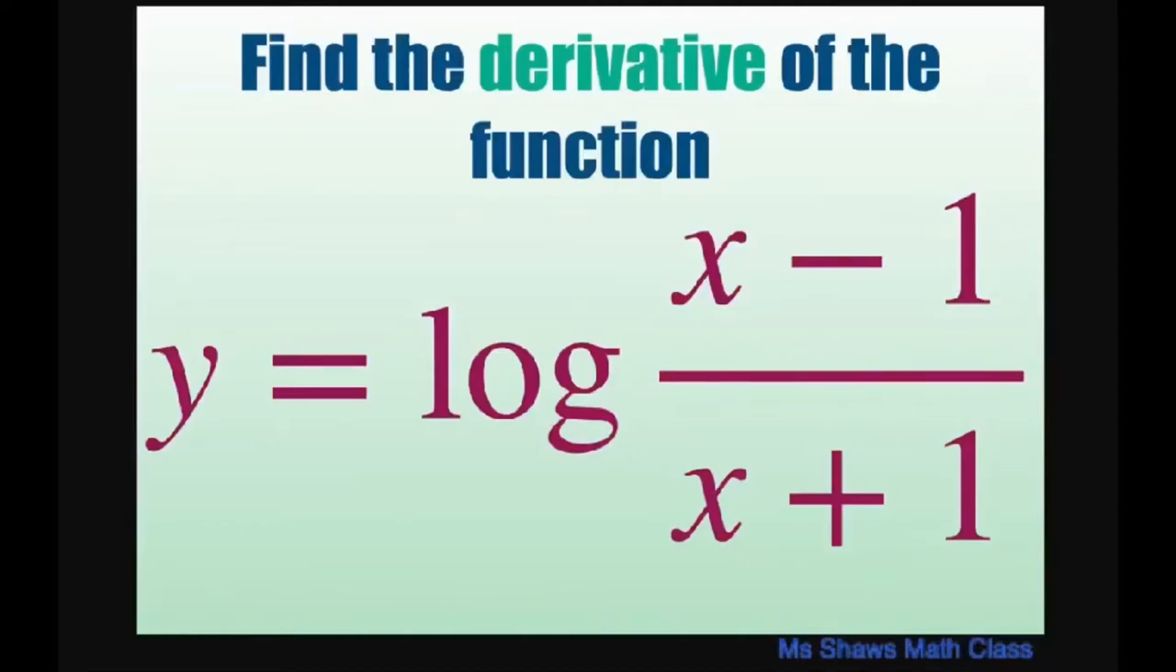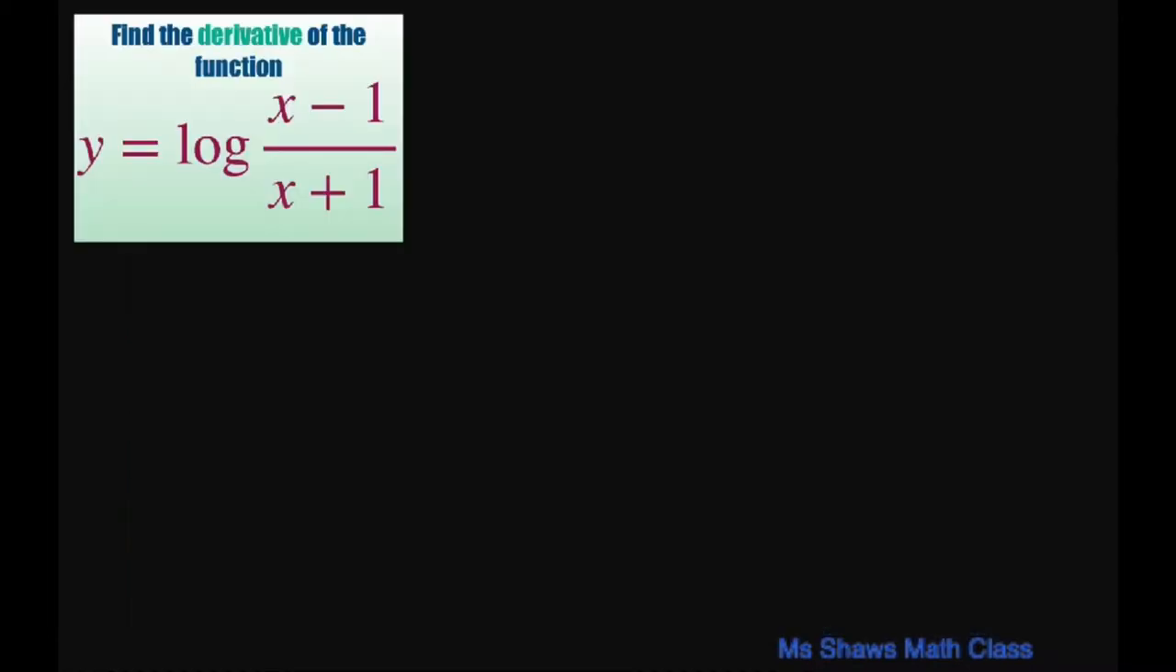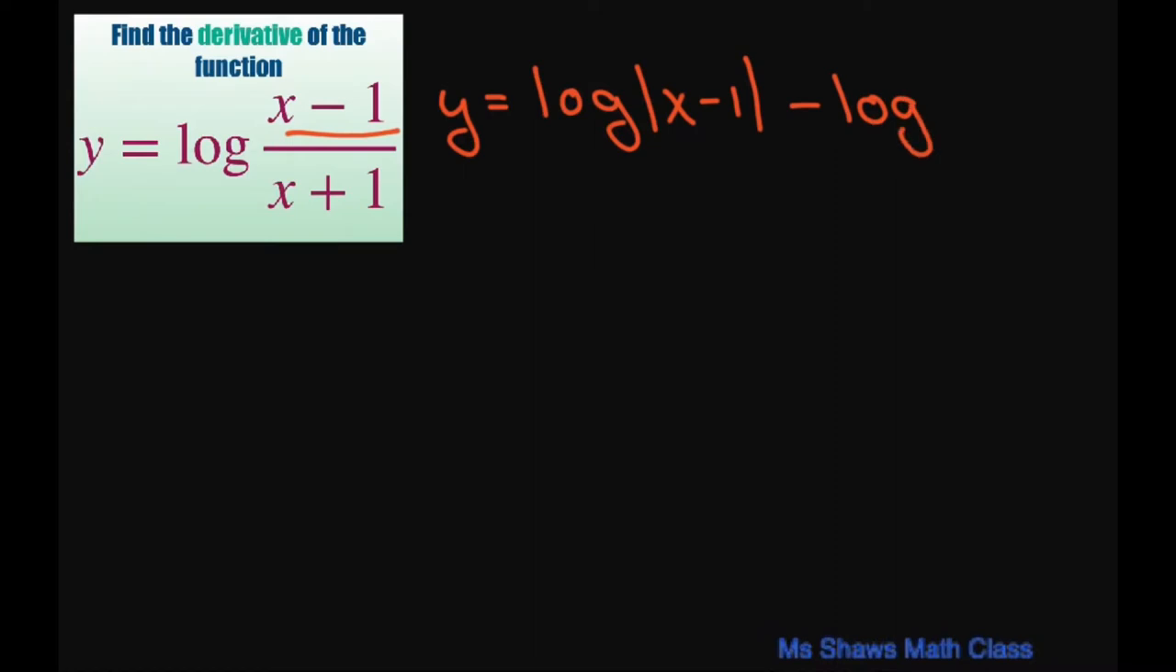Hi everyone, we're going to find the derivative of the function y equals log of (x minus 1) divided by (x plus 1). The first thing to do, let's just rewrite this and expand our logs using your quotient property and write this as y equals log, and the numerator is going to be absolute value of x minus 1, and then minus log of absolute value of x plus 1.